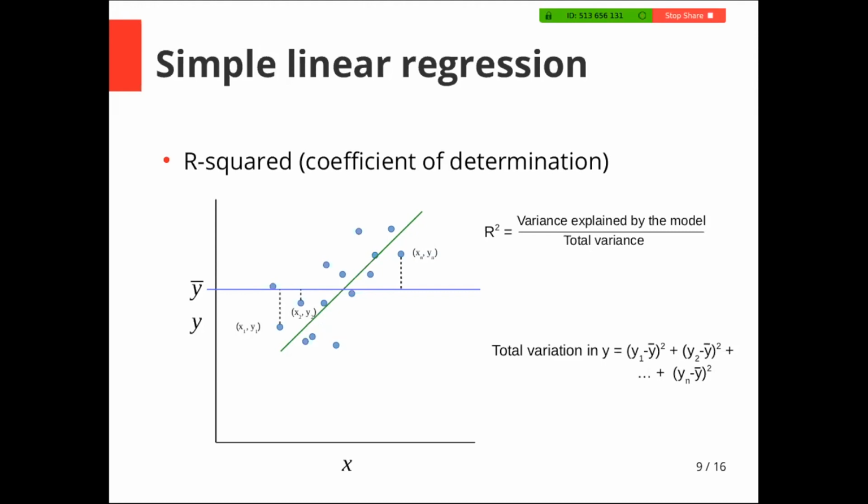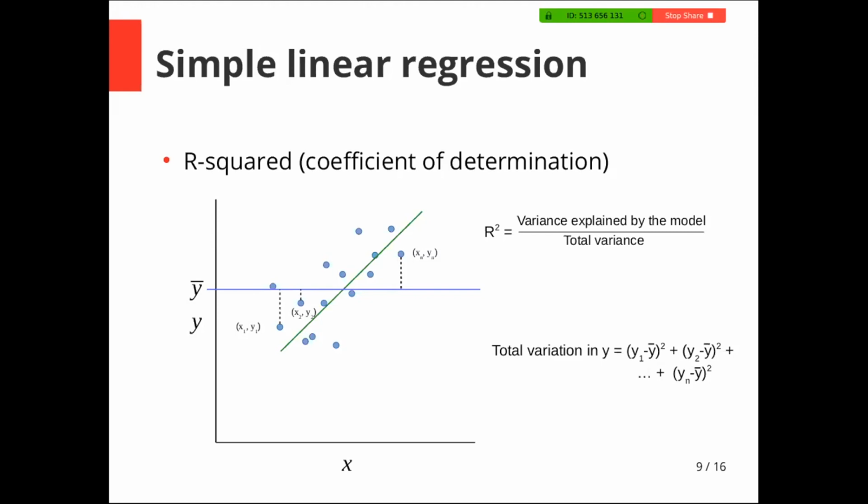So first we calculate the variance explained by the model. Here I haven't calculated the variance but the variation, so it's not divided by n minus 1. So here I calculate the variation in y. So how do we calculate the variation in y? We have a mean of all the points. For example, this is the mean line.